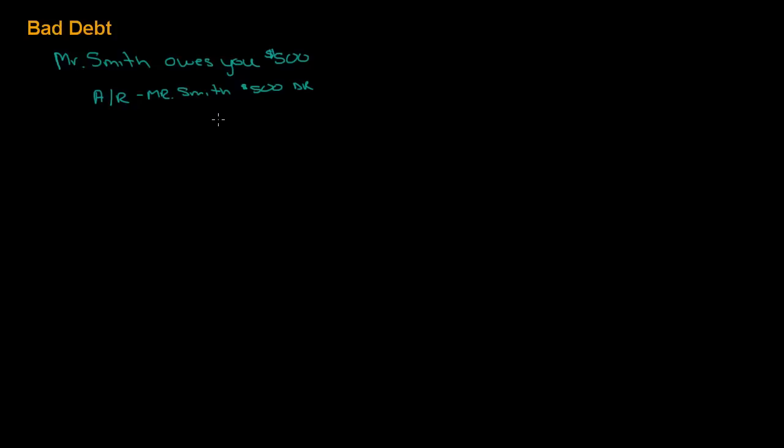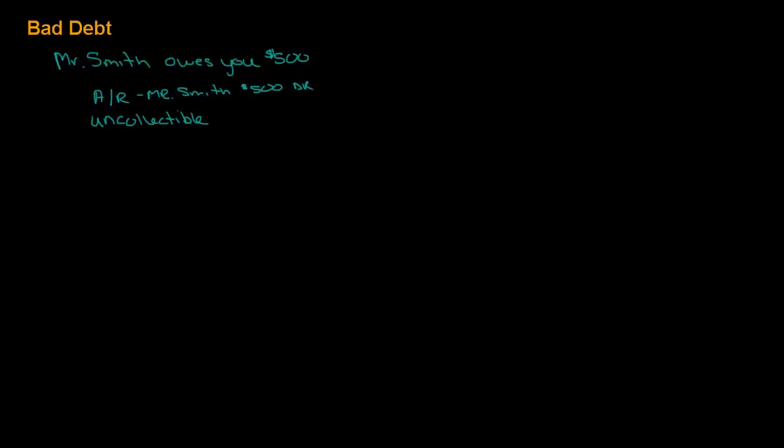And after trying to collect your money from Mr. Smith for, I don't know, maybe 6 months, he doesn't return your phone calls, doesn't respond to bills, and decides he's not going to pay you. So what are we going to do? Well, we decide that this account is now uncollectible, and therefore we're going to write it off. Okay, so we're going to write off the bad debt.